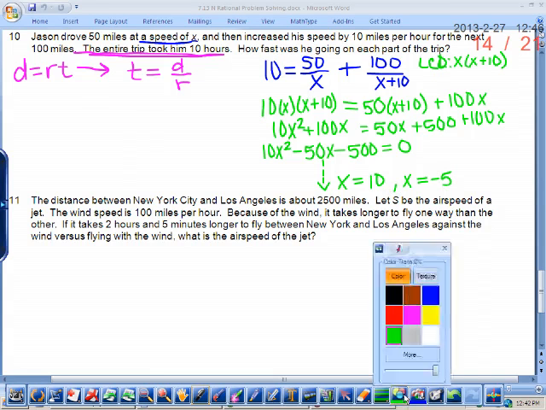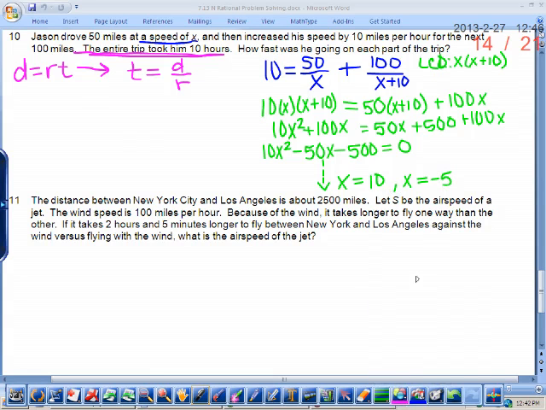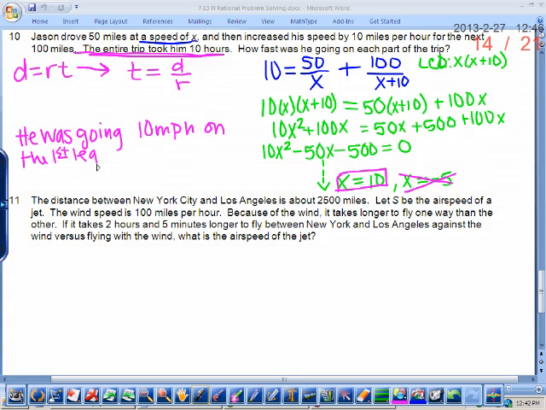All right, what do you know about that negative 5? Yeah, you can't have a negative speed, so that's not possible. So what we need to do is turn this 10 into our answer. So our question says, how fast was he going on each part of the trip? All right, he was going 10 miles per hour on the first leg, and 20 miles per hour on the second leg.